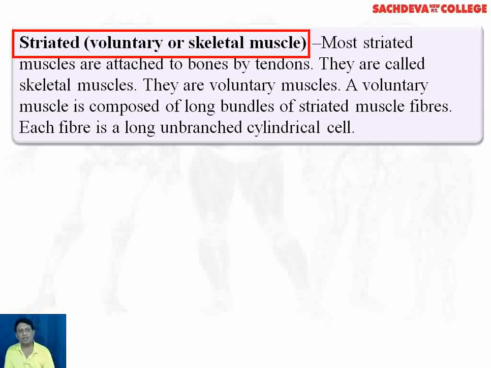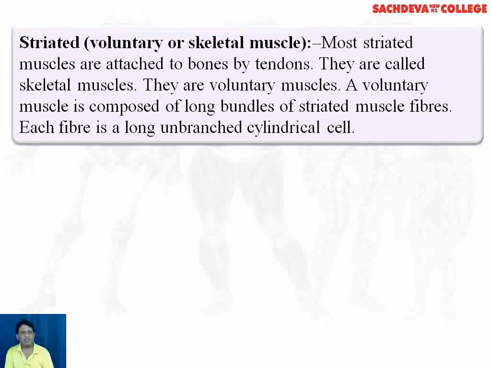The striated or the voluntary skeletal muscle. Most of the striated muscles are attached to bones by tendons. They are called skeletal muscles. They are voluntary muscles. A voluntary muscle is composed of long bundles of striated muscle fiber.